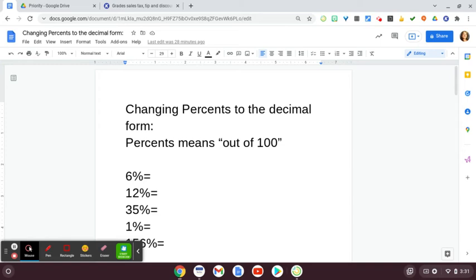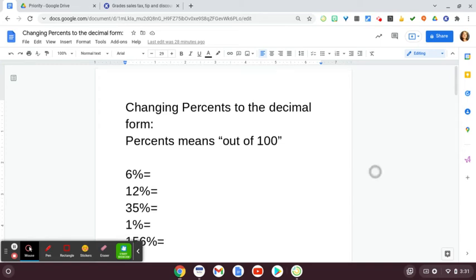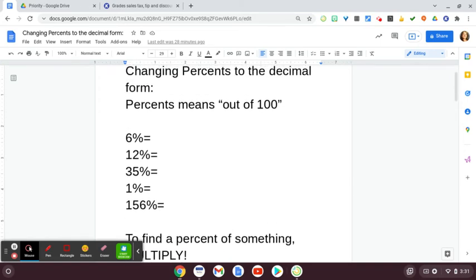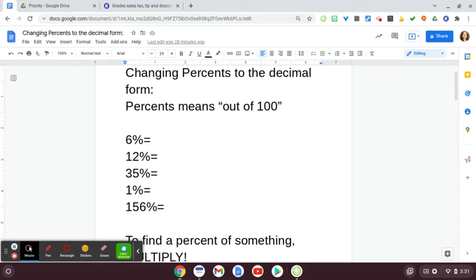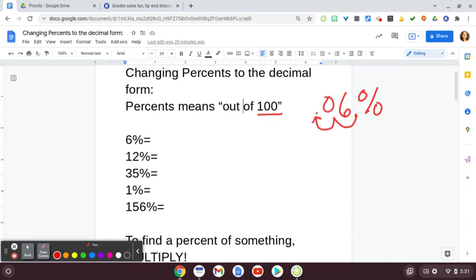So the first thing before you can do the worksheet is that you have to know how to change the percents to its decimal equivalent. So percent means out of 100. So all you do is change 6% and you move your decimal point 2 places to the left to make it its decimal equivalent because it's out of 100.